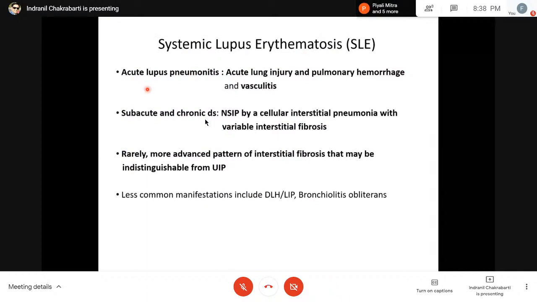In SLE, the patient can present with acute lupus pneumonitis, that is acute lung injury, pulmonary hemorrhage and vasculitis, or they can present with subacute or chronic disease with NSIP, a cellular interstitial pneumonia with variable interstitial fibrosis. Rarely UIP is seen in SLE. In most cases we see acute lupus pneumonitis or cellular NSIP.